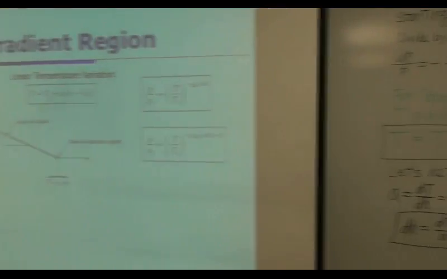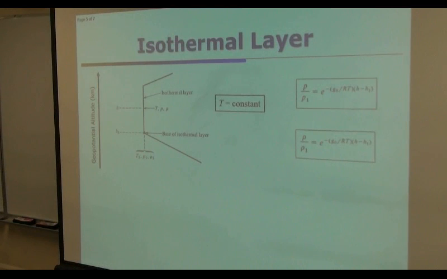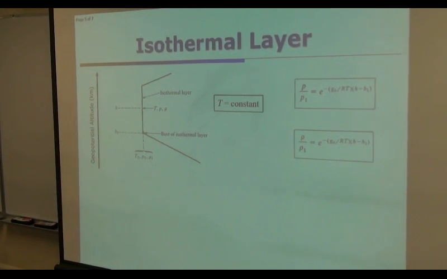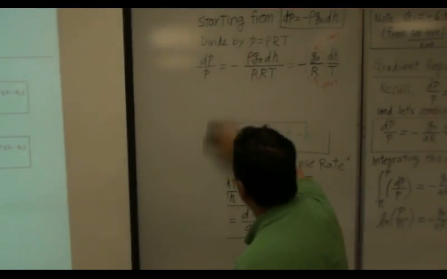And let's move on to the next page. Let's take a look at the isothermal layer equation, which is much easier than the gradient region equation. So to do that, I'm going to leave this here because it's the same. I'm going to start erasing this one down.